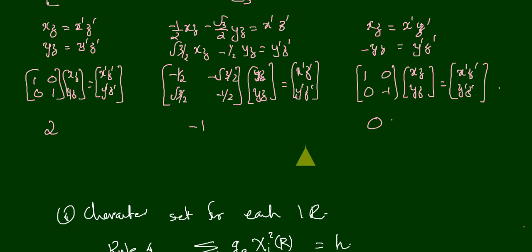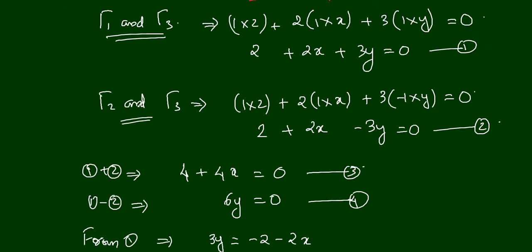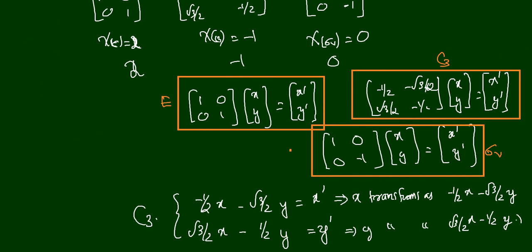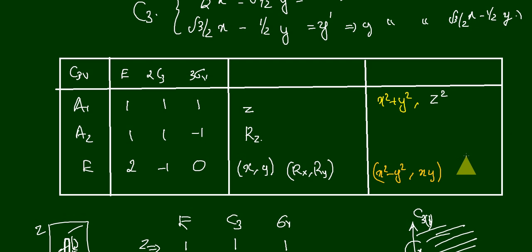So 2, minus 1, 0 is the last character set, and corresponding to this character set, xz and yz transform together. So corresponding to this character set, we have to write xz and yz in the character table, in the E line, xz, yz, and it should be written in brackets because xz and yz transform together. So this is the complete character set for the C3v point group.